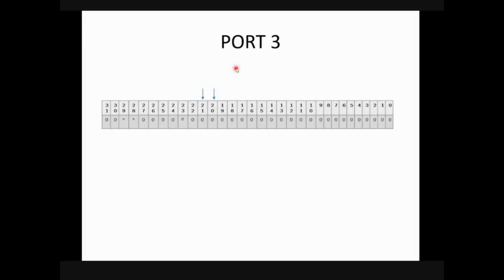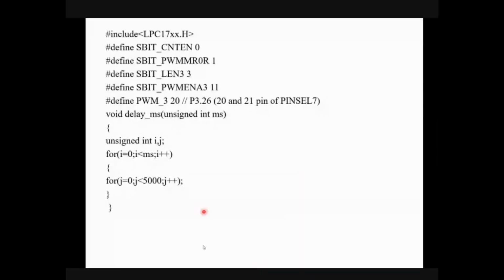So for port 3, we are using bits 20 and 21. We need to send some data to these bits so that we can configure our PWM output pin. Coming to the program.